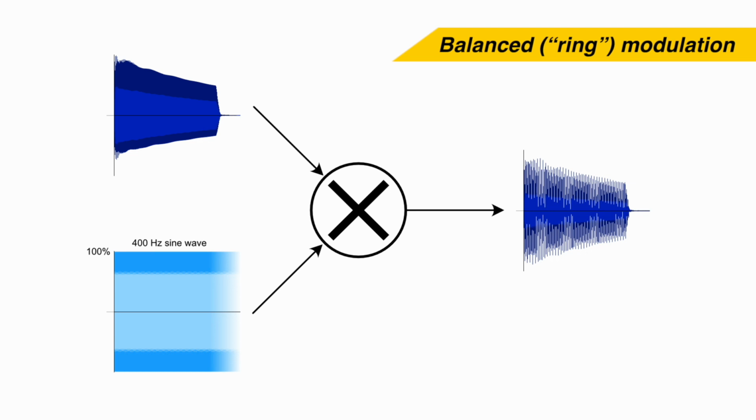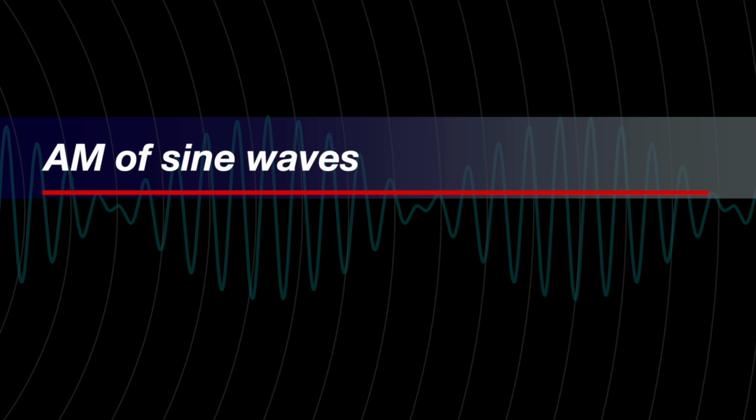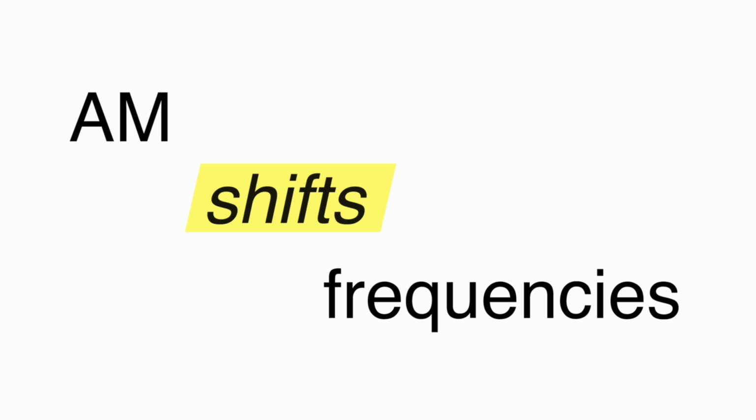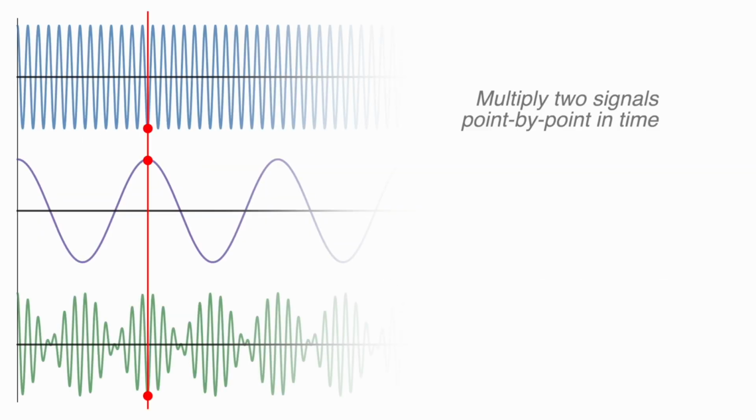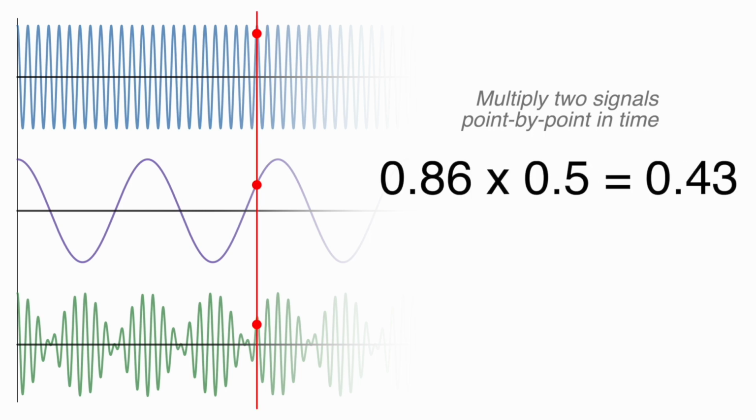With audio rate modulation, what's going on is not so clear. With experimentation, the first thing that's apparent is AM causes frequency shifting. We'll start with multiplying two sine waves, and later we'll see that sine wave analysis tells us everything we need to know about AM of more complex signals.